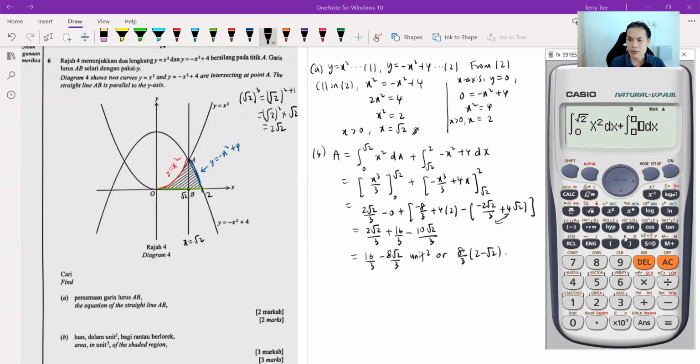There is an integration of negative x squared plus 4, lower limit Surd2, upper limit 2. So this is 1.562. Let's double check whether my answer is the same. 16 minus 2 with an 8 outside, divided by 3. Yeah, 1.562. So I know my answer is correct. All right, so that is the second part, the area.